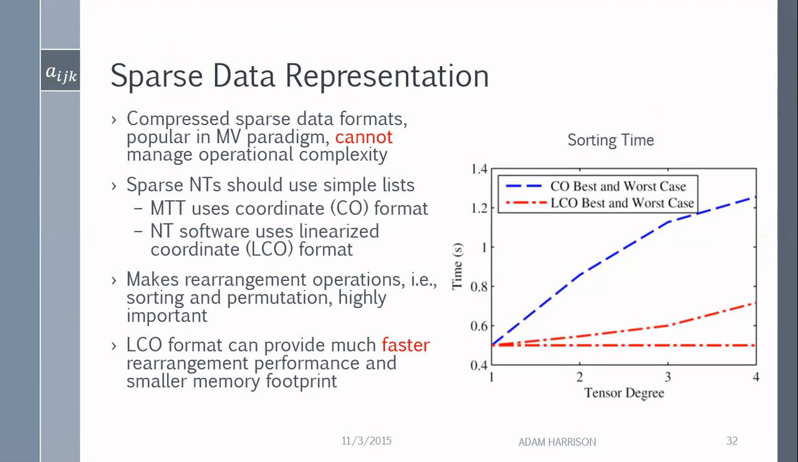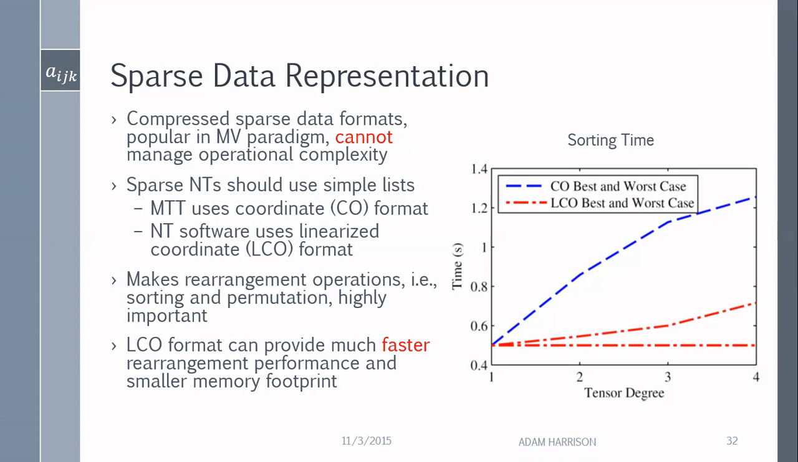The sparse data representation that's popular in the matrix vector paradigm cannot manage the operational complexity we find with numeric tensors. So we realized that the best approach is to use simple lists to represent a sparse numeric tensor. Our NT software uses what's called a linearized coordinate format. This makes rearrangement operations, sorting and permutation, faster, and these are highly important operations. They're faster because they involve a smaller memory footprint behind the scenes.